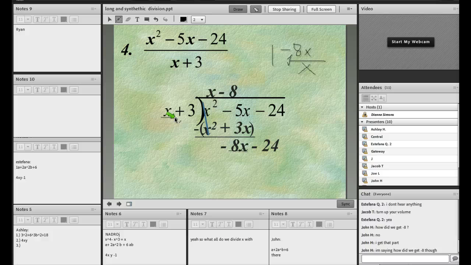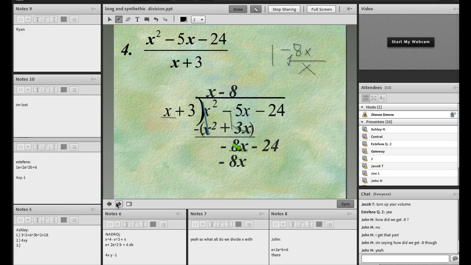That's it. If you're looking at this part right here, it's negative 5x minus 3x. That's how I got this negative 8. Is that the part you're asking? Oh, okay, there you go.